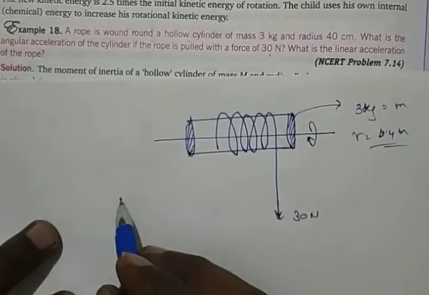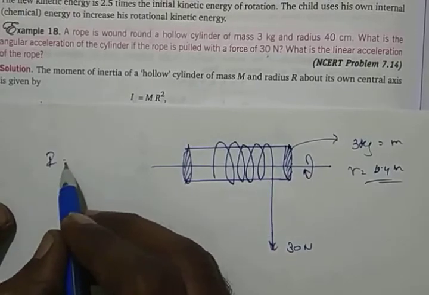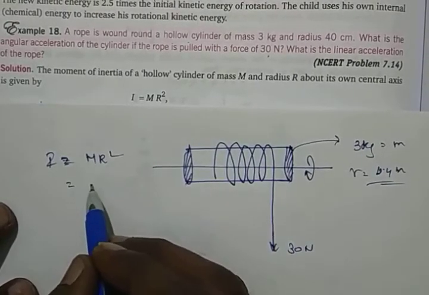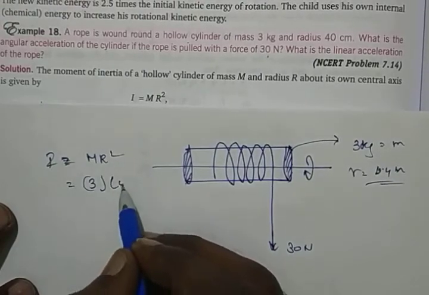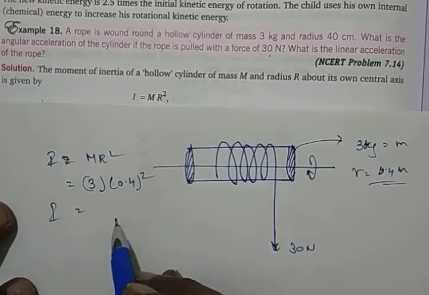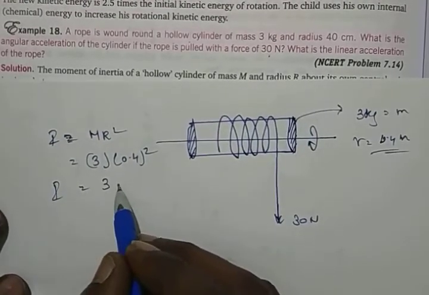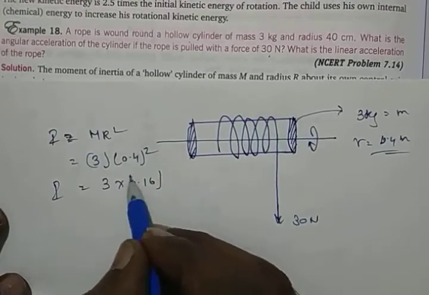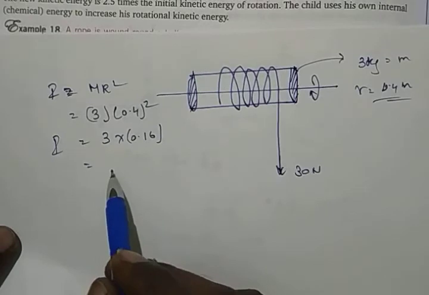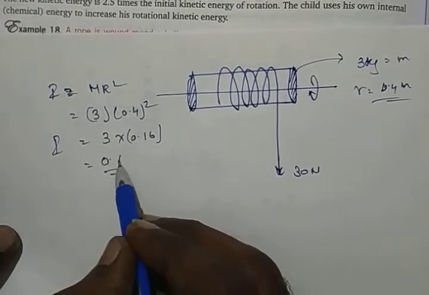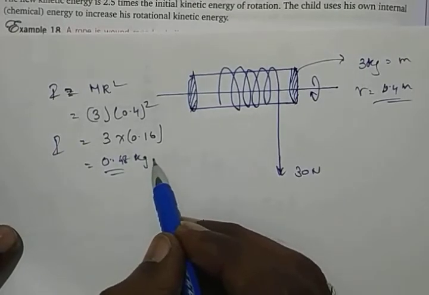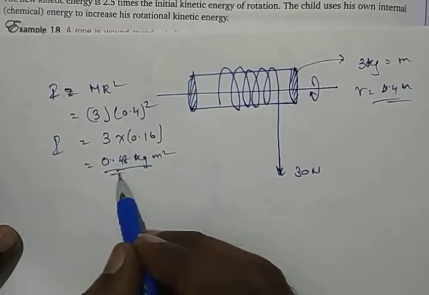So find out first of all the moment of inertia. I for a hollow cylinder is going to be equal to mr square. So it is 3 into 0.4 the whole square. So you get I is going to be equal to 3 into 0.16, 0.4 the whole square, and the answer you will get is 0.48 kg meter square. That is the moment of inertia.